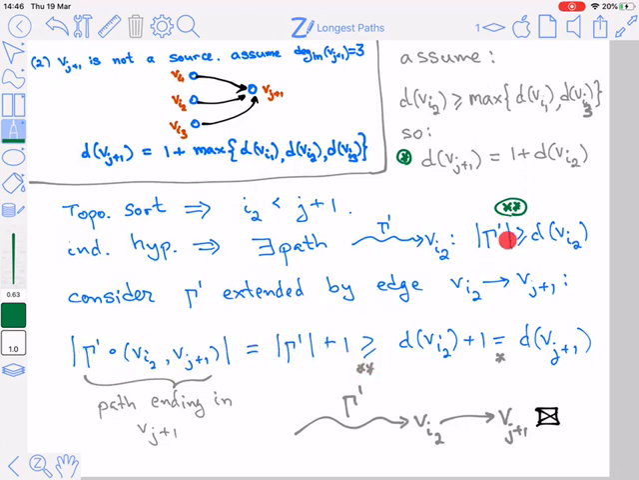Now, by double star, this is the induction hypothesis, the length of gamma prime is not less than the delay of Vi2. And by our assumption on Vi2 having the maximum delay among Vi1, Vi2, and Vi3, we know that this value equals d of Vj plus 1. Therefore, there exists a path whose length is greater than or equal to the delay of Vj plus 1, and that completes the proof.